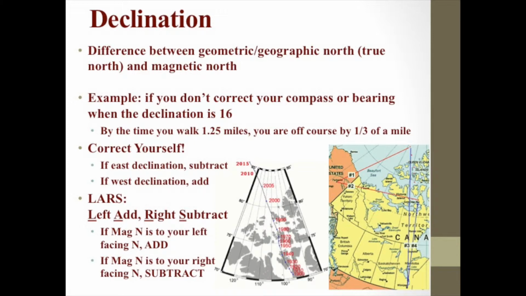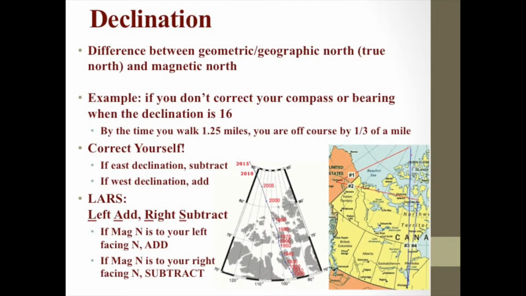And so that tendency of the magnetic north pole to move over time means that you need to know where it is now. And also, you need to account for the fact that these poles are actually located in different places. So we call the difference between the magnetic and geographic north pole declination. And what you have to do is correct your compass for that declination, or else you end up being off course.